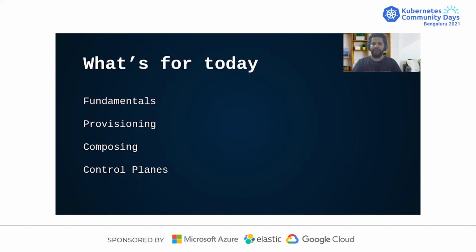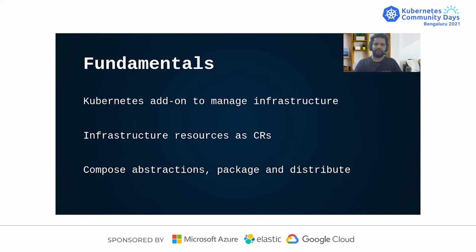So today we will first go through the fundamentals of Crossplane, get an idea of what it is. Then we'll try to provision some infrastructure, and I'll be using AWS for that. After that, we will see how some features in Crossplane allow you to make abstractions over existing infrastructure resources, and then how it also helps you to build kind of a platform or control plane on top of your infrastructure.